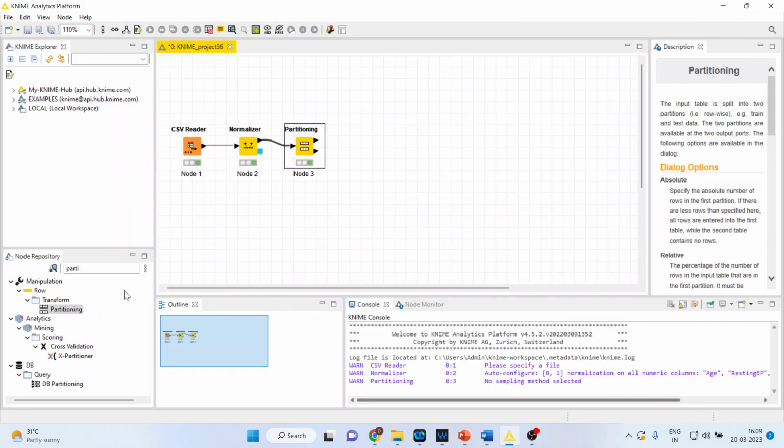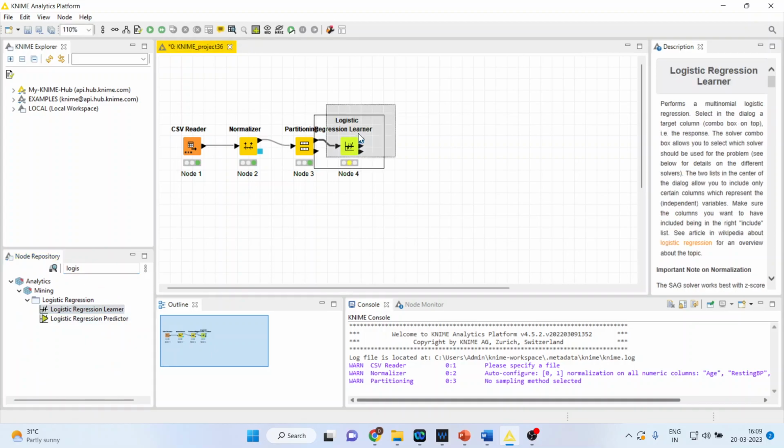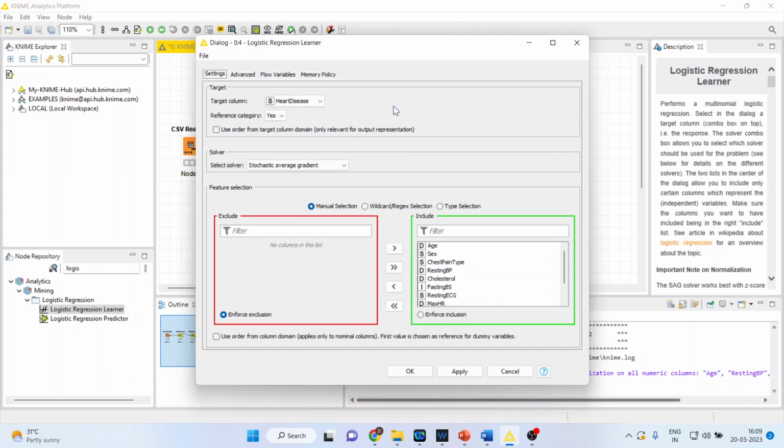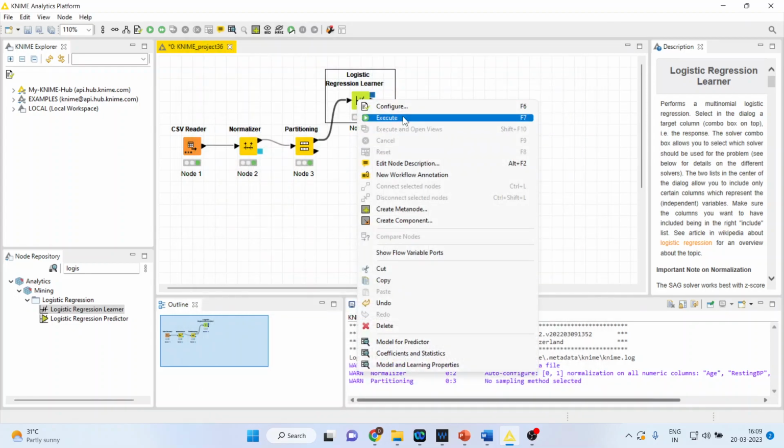The next thing which I'll do is I'll activate the logistic learner from here. Right click on it, configure. Heart disease. The reference category will be used as no. All these concepts we have already discussed in my previous videos. I'll remove all of them. I will only include those variables which have been normalized: age, then resting blood pressure, then cholesterol, and maximum heart rate of exercise. Click OK. Right click on it and execute.